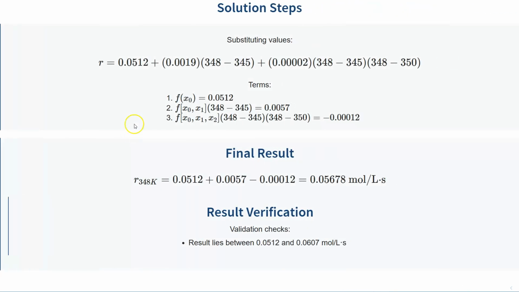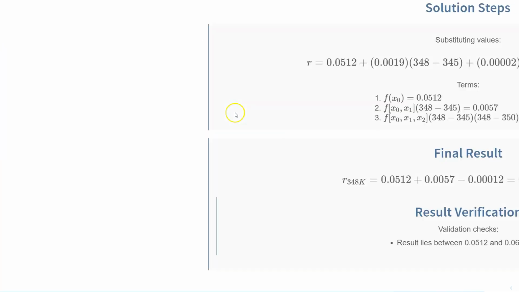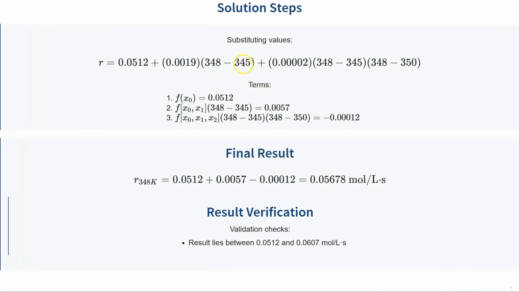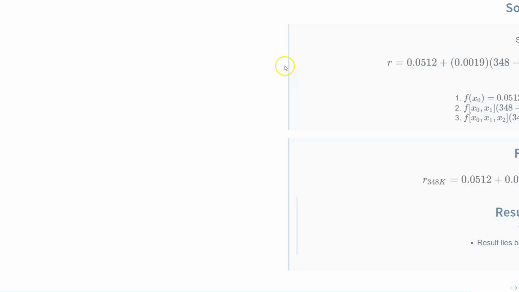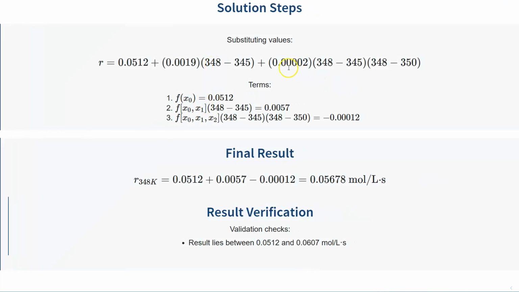Now here is our Newton divided difference formula, and we have to plug these in. So I am plugging in 0.0512, then 0.0019 into (x minus x0), where x minus x0 is 348 minus 345, plus again f(x0, x1, x2), that is 0.002, times (x minus x0)(x minus x1), that is (348 minus 345)(348 minus 350). Now the first term is 0.0512, the second term will be 0.0057, and the third term, if I do the calculation, will be minus 0.0012.